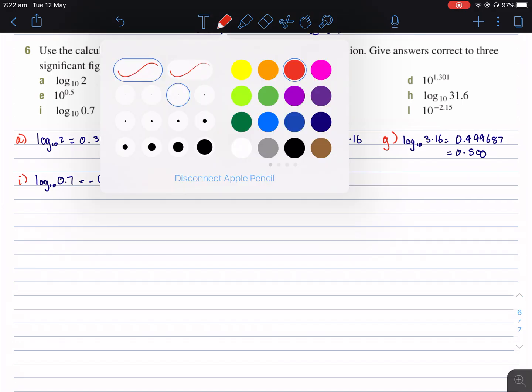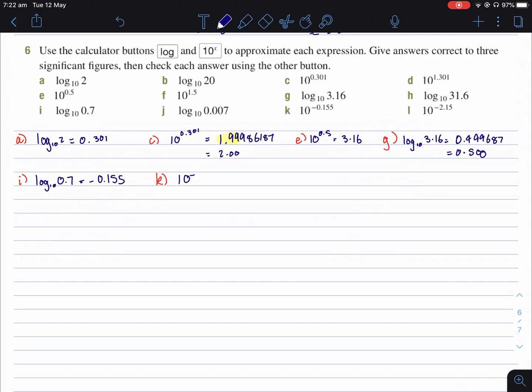HIJK. So we're doing 10 to the negative 0.155. Let's see what that comes out as. Bet it's nearly 0.7. Yes. 0.69984, three significant figures, 0.700.